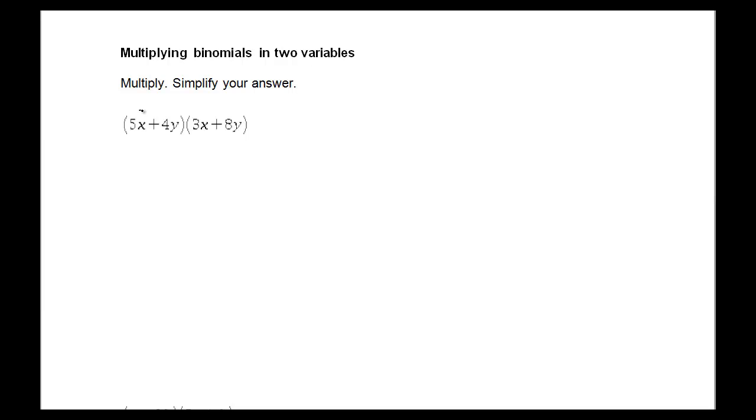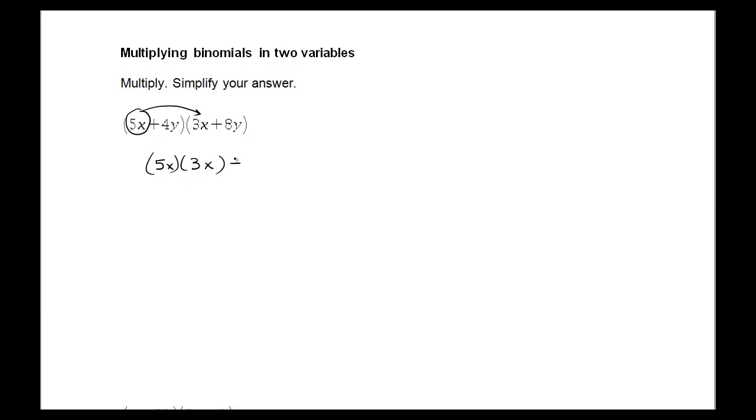So there are two terms in each binomial, and I'm going to take each term and multiply it by each term in the second one. Same thing with the second term, multiply it that way. So let's go ahead and do this again. I'm going to take my 5x and multiply it by 3x. So I have 5x times 3x.